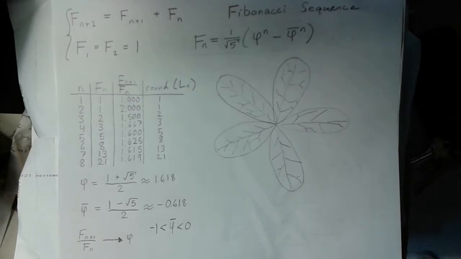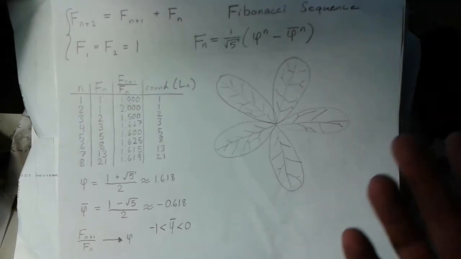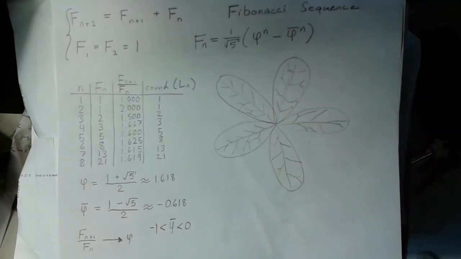The other thing is, since it's less in magnitude than 1, that means that as n increases, the golden ratio conjugate to the n decreases. It's a decaying exponential function.